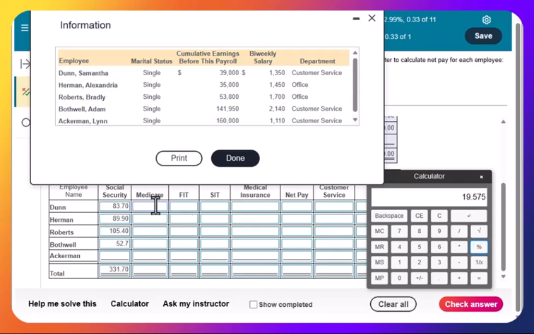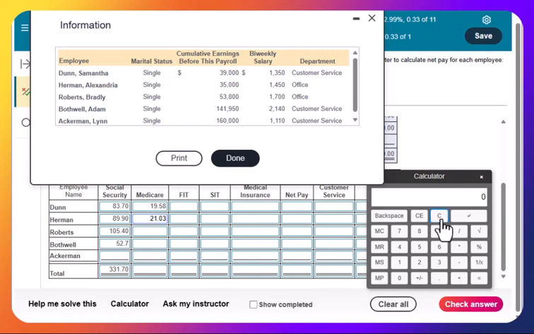So we're going to round that one up. So it will be 19.58. And then we can go ahead and clear out and move on to Herman. And for Herman, it's 1450 times 1.45% for 21.03. Again, we're rounding up to the nearest cent. We can clear that out.